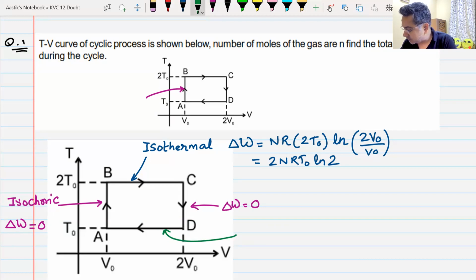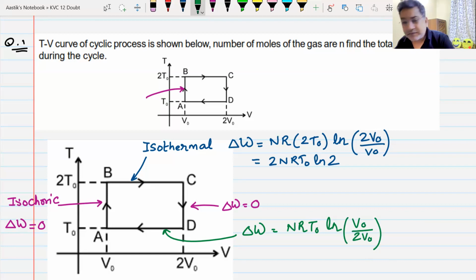the work done in this process is nR into the temperature T naught, ln of final volume V naught, initial volume 2V naught. So it is ln of 1 by 2, and I hope you know the properties of ln. ln of 1 by 2 is ln 1 minus ln 2, ln 1 is 0. So you get the final answer as minus nRT naught ln of 2.